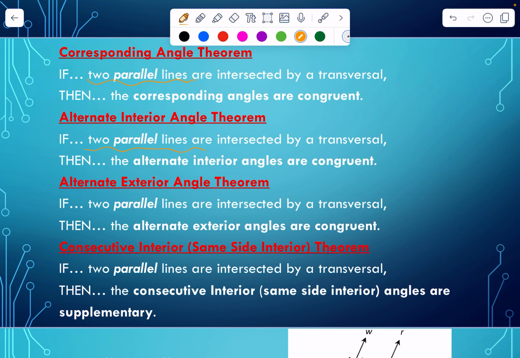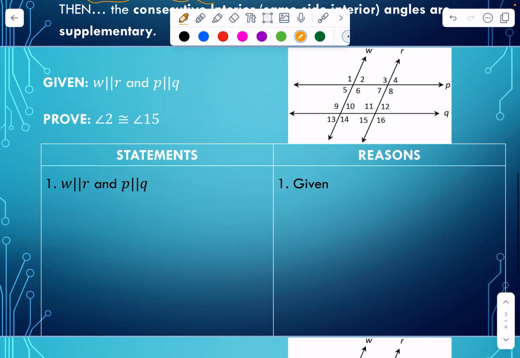If two parallel lines are intersected by a transversal, then the alternate interior angles are congruent. If two parallel lines are intersected by the transversal, the alternate exterior angles are congruent. And if two parallel lines are intersected by the transversal, then the same side interior angles are supplementary. So when we look at the proofs of these, we're going to be given the fact that two lines are parallel, and then we're going to use these theorems to prove that angles are congruent. Okay, let's take a look at this first one.